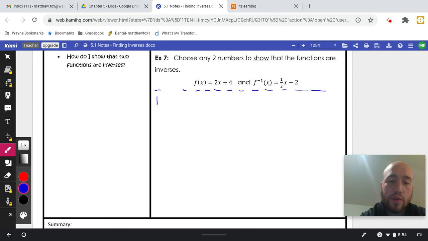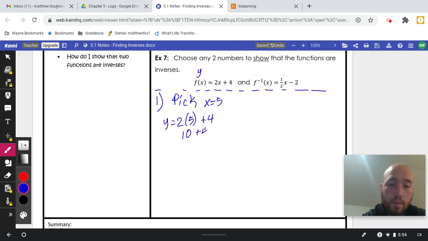So our first one, we're going to choose anything. So say I pick x equals 5. Okay, you could literally choose any number you want. You can use 0, you can use 1, 2, 3, 4, 5. I'm choosing 5. So if I plug that in, and remember f of x is the same as y, we get y equals 2 times x plus 4, so 2 times 5 plus 4. 2 times 5 is 10, plus 4, and y will equal 14.